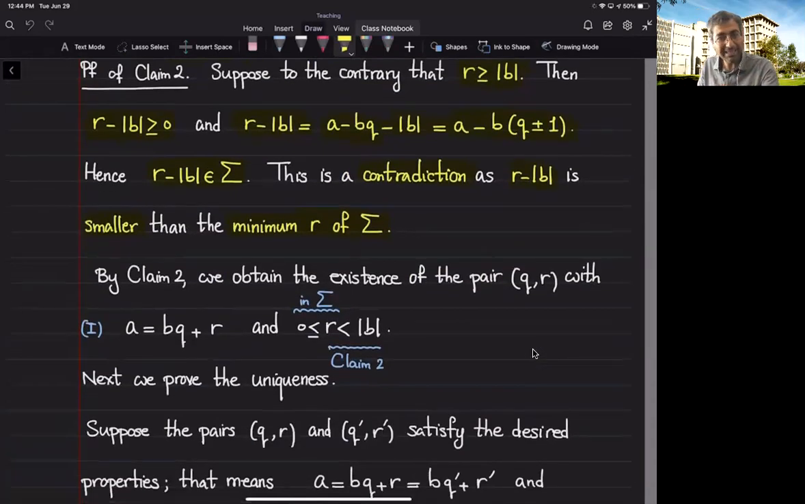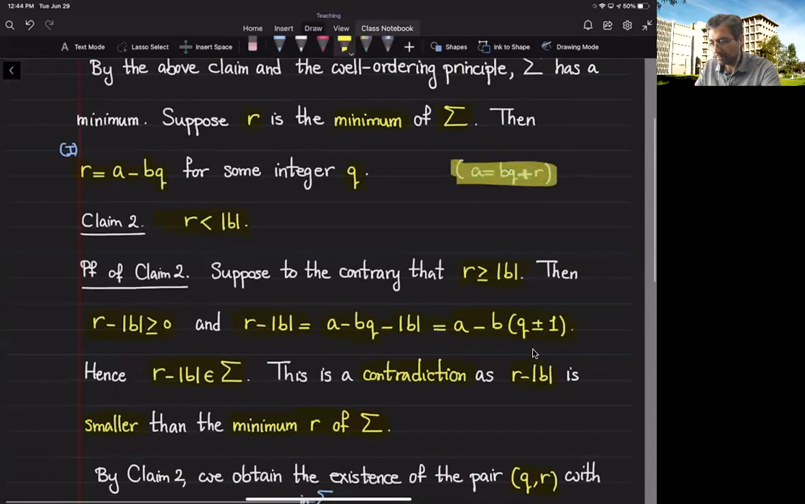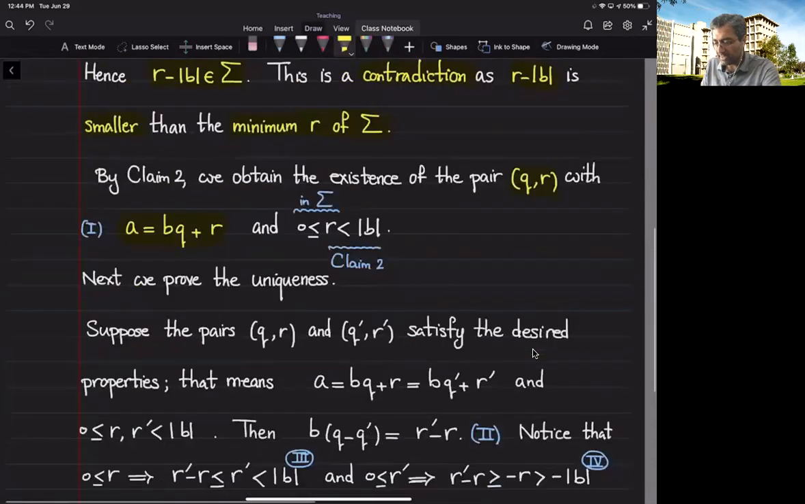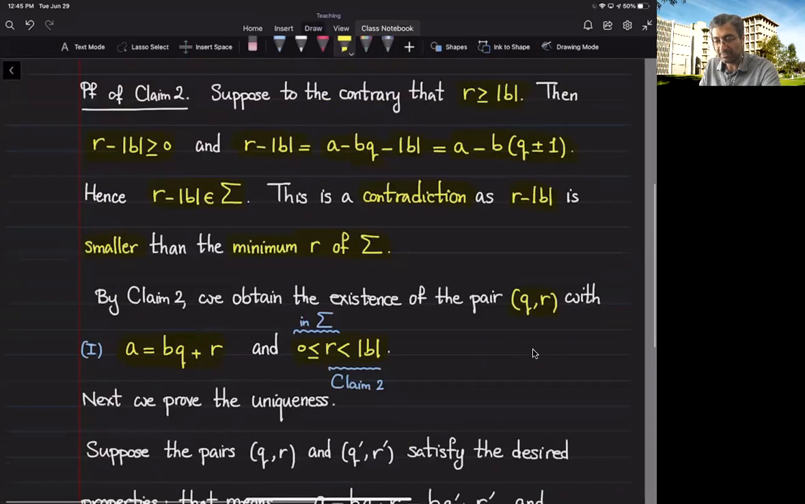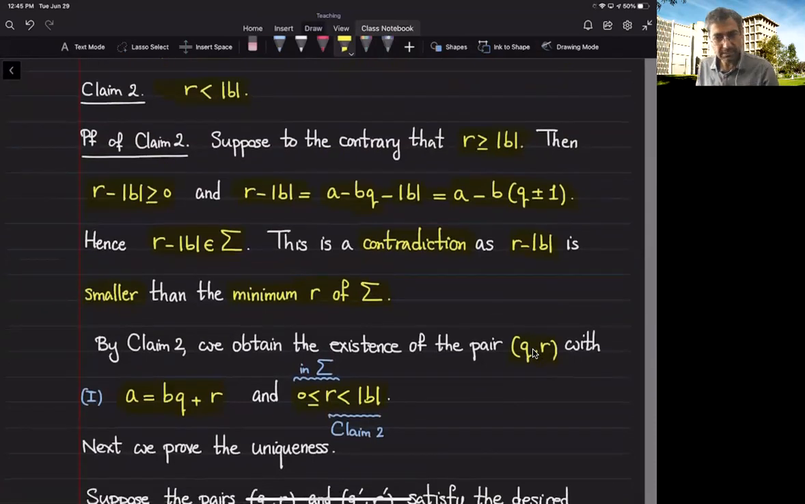Now, altogether, I get at least the existence of the desired pair of integers Q and R. We found this pair of integers Q and R so that A is BQ plus R, as I have pointed out, and R is non-negative because it is inside sigma, and R is strictly less than absolute value of B, as we proved in claim 2. So I get all the desired relations for the pair of integers Q and R.